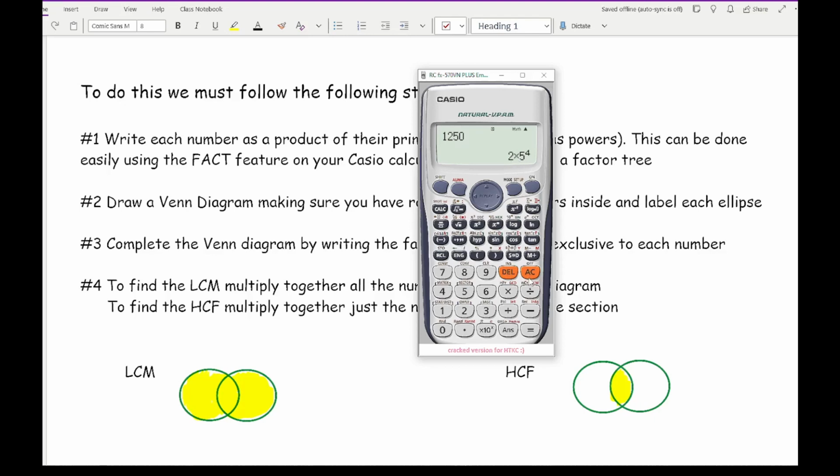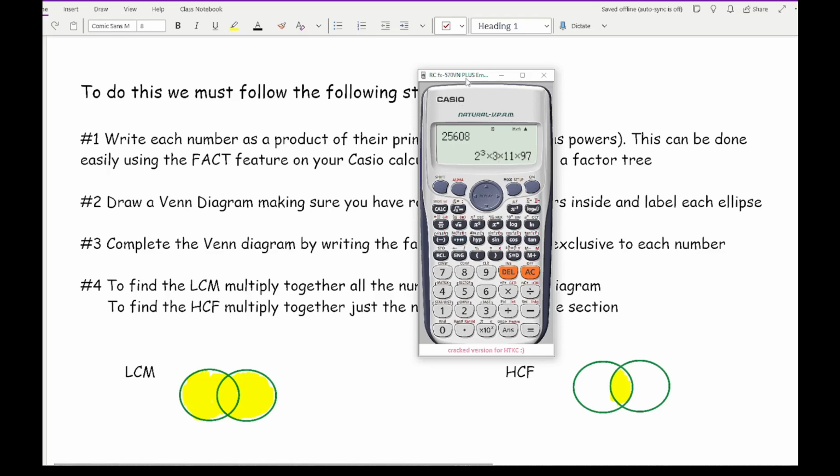Now, unfortunately, if you don't have a Casio calculator, I've not known any other manufacturer of a calculator that has this feature, so it might be exclusive to Casio, but if you do, then just try and look out for that fact feature. You might have to look at the manual. So if I tried another number, let's go for 25608, and I press equals and I press shift and then fact, and you can see there it automatically converts it as a product of their primes.